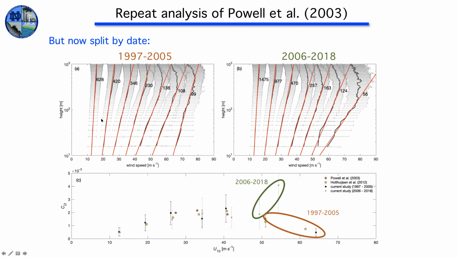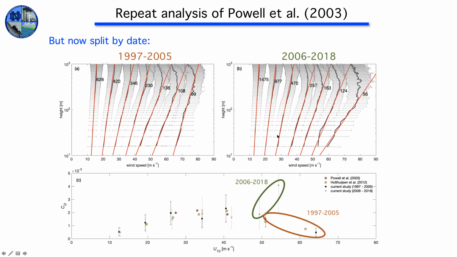So on the left here is the date range 1997 to 2005, which is what Holthusen had used. Then we also have sondes from 2006 to 2018. The numbers are comparable for all the different wind speed ranges. But what we see is very interesting. If we look at CD as a function of U10, if we only look at the 97 to 2005 range, we see the black dots here tail off or roll off just like the yellow stars, the Holthusen data, which is what we'd expect, again, because we're using the same data with basically the same process.